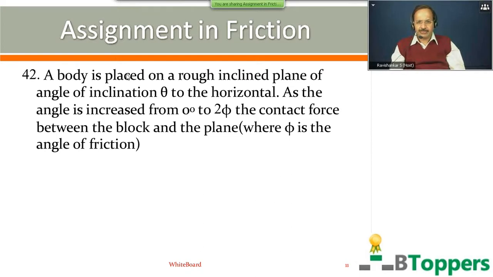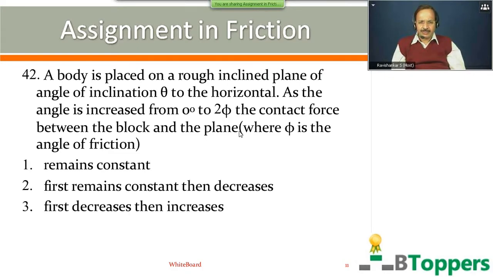A body is placed on a rough inclined plane of angle of inclination theta to the horizontal. As the angle is increased from 0 degrees to phi, the contact force between the block and the plane, where phi is the angle of friction... 4 options are there. First option, remains constant. Second option, first remains constant, then decreases. Third option, first decreases and then increases. Fourth option, first increases and then decreases. Come on, try the question.